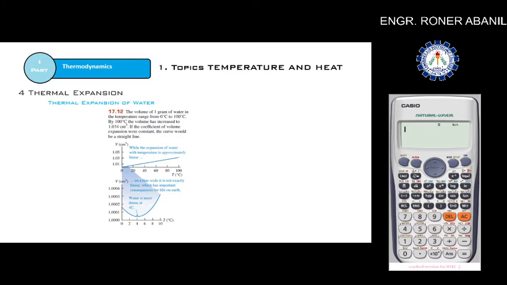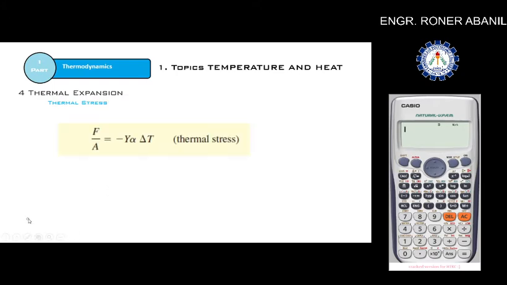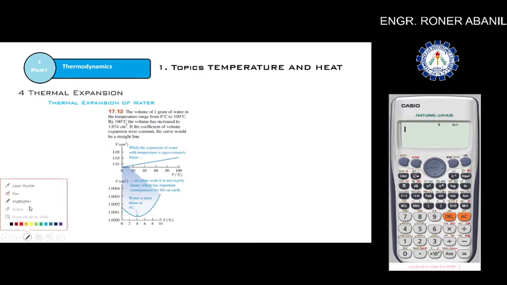So, water in the temperature ranges of from 0 degrees to 4 degrees Celsius decreases in volume with increasing temperature. In this range, its coefficient of volume expansion is negative. So, above 4 degrees, water expands when heated. So, makikita natin dito sa diagram natin ito. Okay?